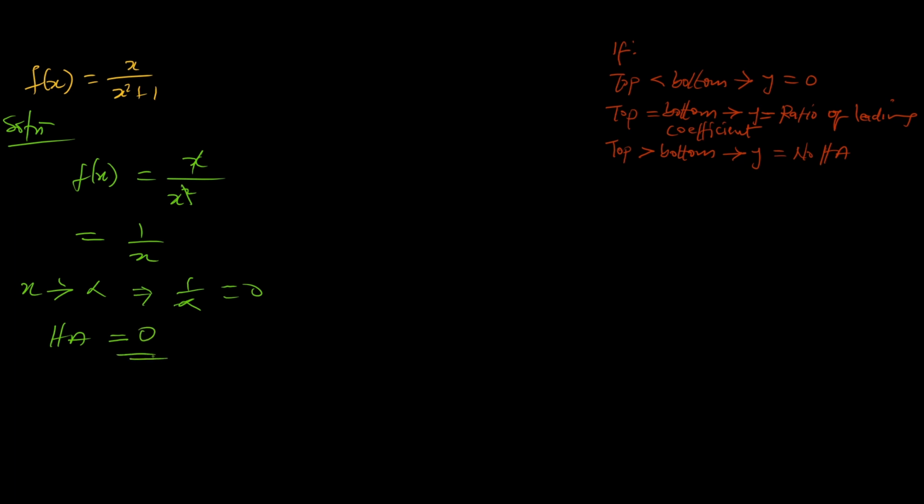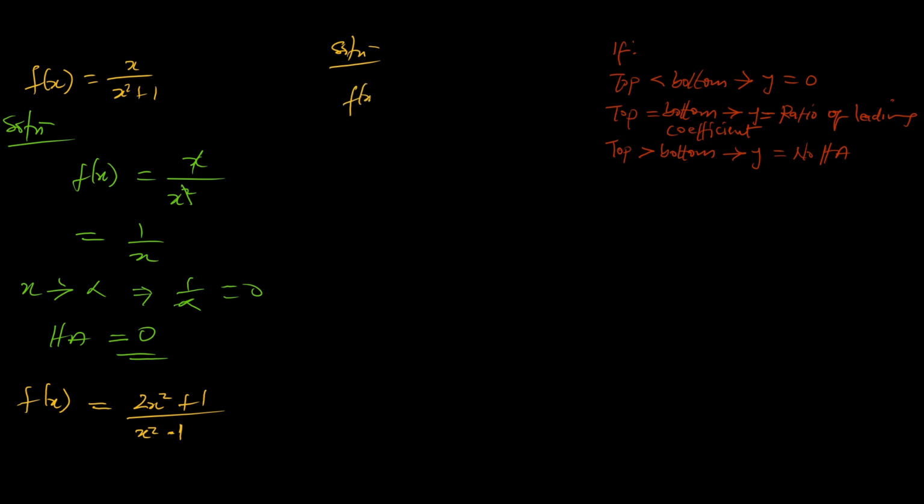Let's take another example where the degree of the numerator is equal to the degree of the denominator. If you are given to evaluate f of x equals 2x squared plus 1 all over x squared minus 1, let's go ahead and evaluate this.